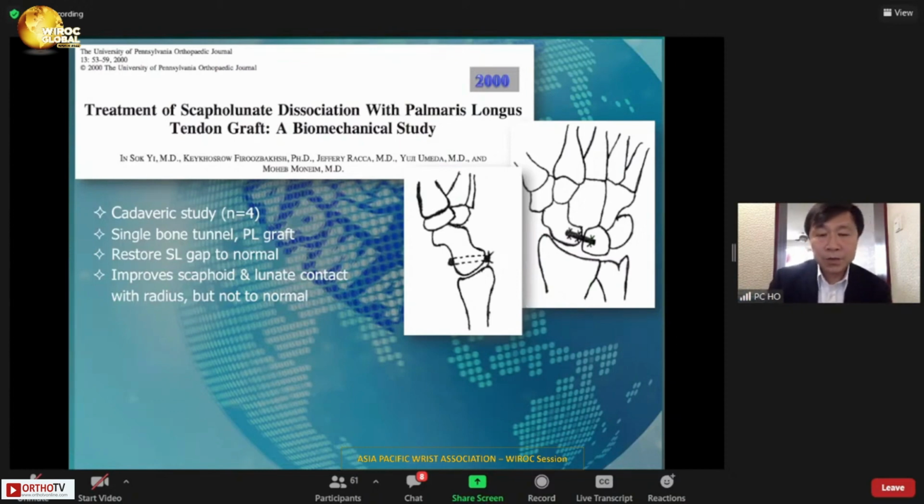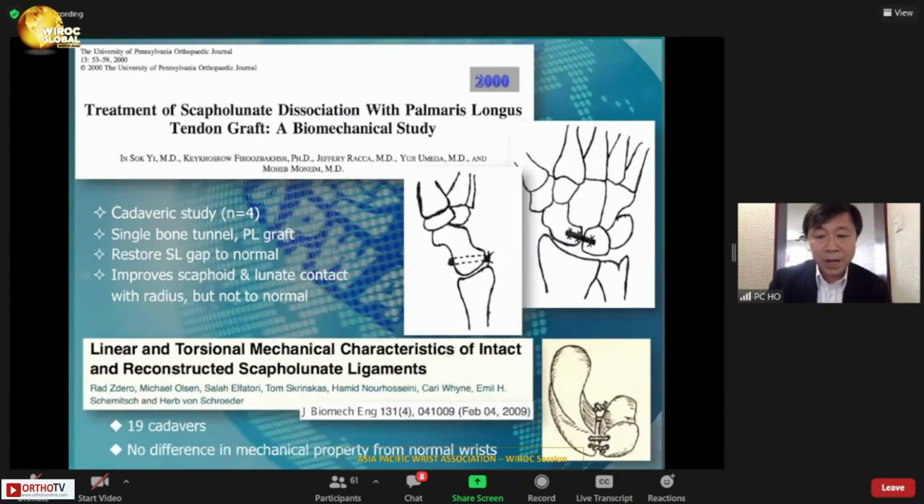That was also substantiated by another study about nine years later by the Scandinavian group, performing two tendon grafts along this tunnel, and in 90 cadavers they demonstrated no difference in mechanical properties from the normal wrist. So this was very exciting news for me, because now you can say a simple looping around the bone can produce a good result.